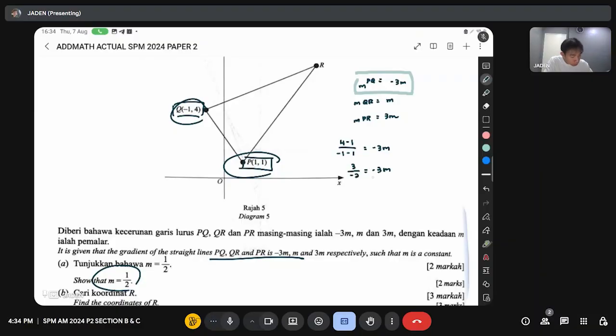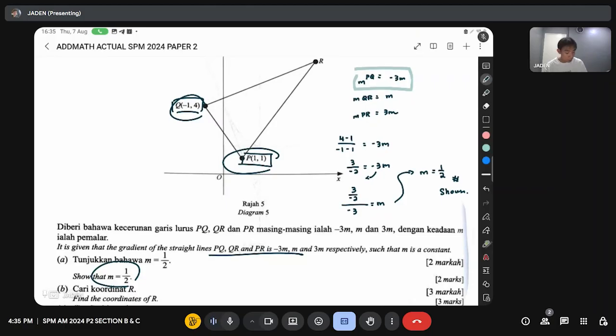All right, and then you take the negative 3 from the negative 3m and pull it over to the left. So this is 3 over negative 2, divided by negative 3. And if you press the calculator, you get m equal to positive 1 over 2. And that is how you show the answer. m equal to 1 over 2. Okay, so that is for A.